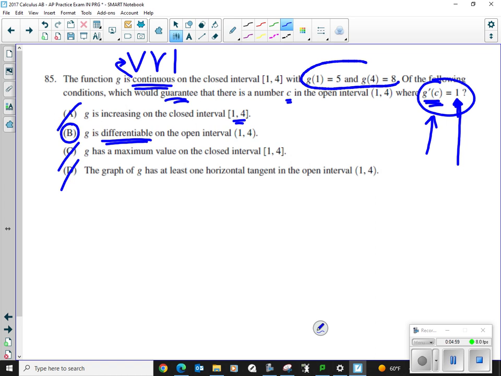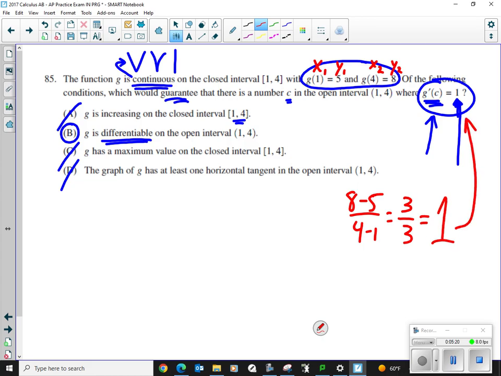Change in y over change in x. You must train your brain to realize these are coordinates. 1, 5, 4, 8. So if I do my change in y over my change in x's, 8 minus 5 over 4 minus 1, that is 3 over 3. That's where my 1 comes from.